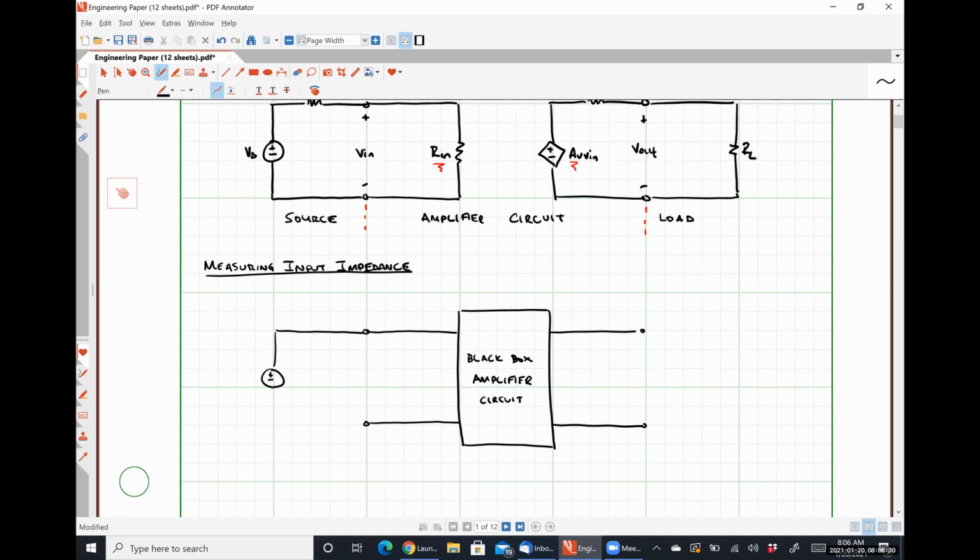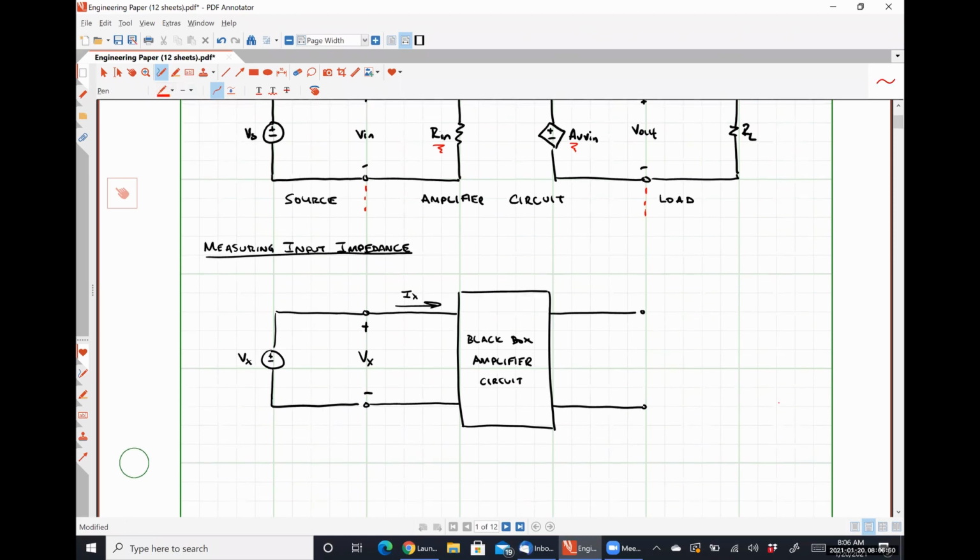some test voltage to the input terminals. I'm going to call this Vx, and just in case we were using a practical voltage source, I'm going to define it very specifically. Our input resistance is simply defined as the ratio of Vx, the voltage drop over the input terminals that are connected to our source, divided by Ix, which is the current flowing into that terminal pair.